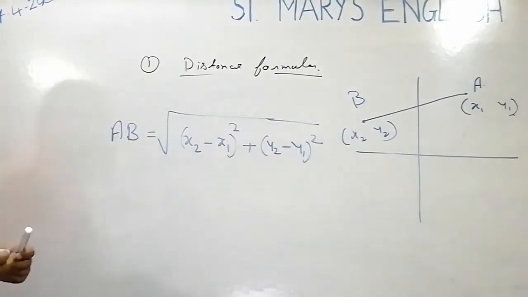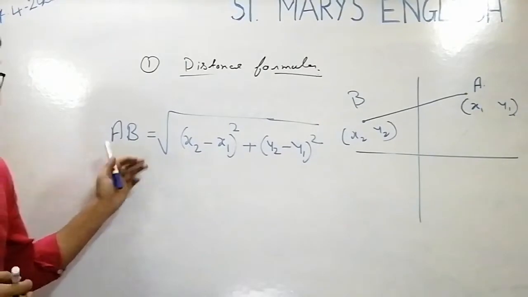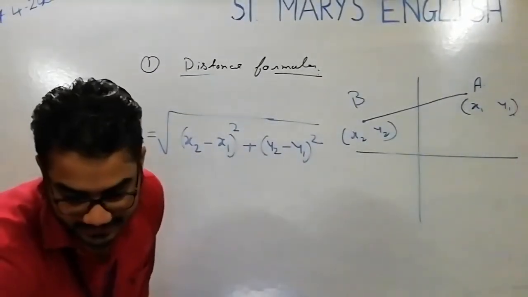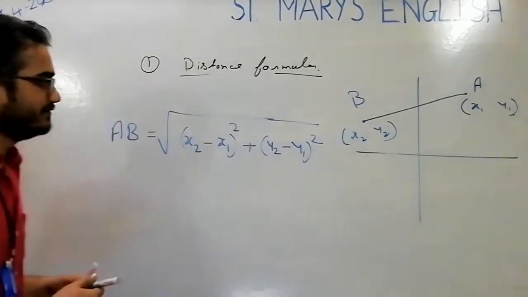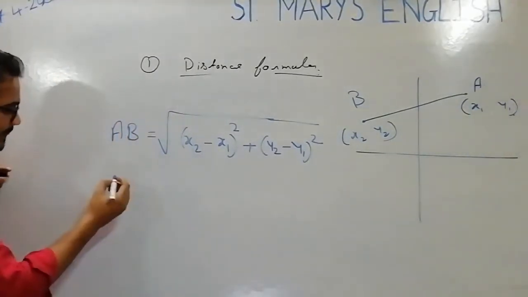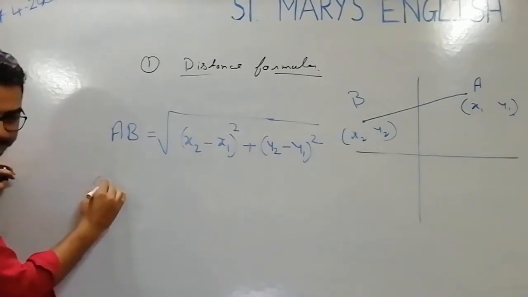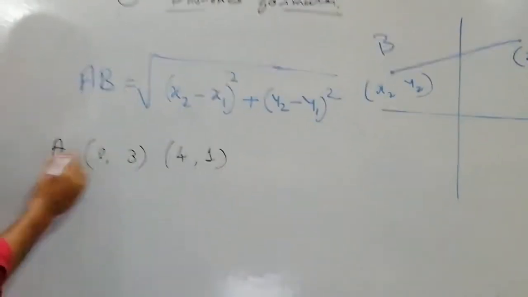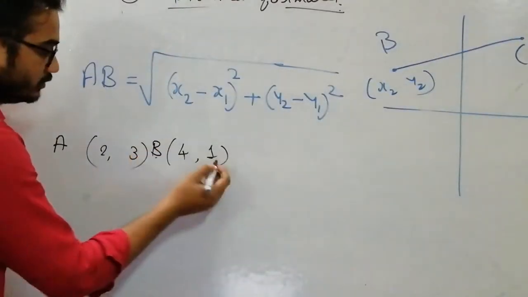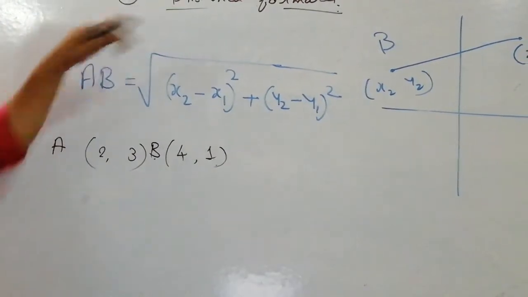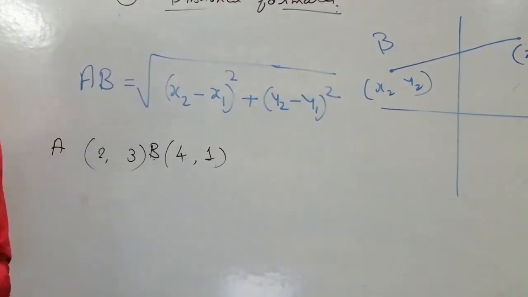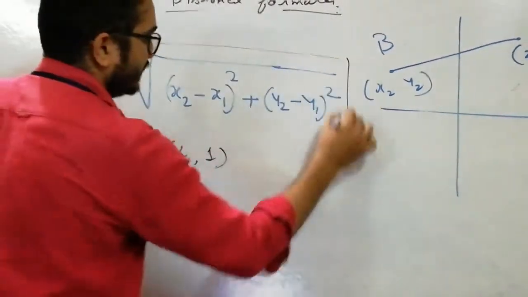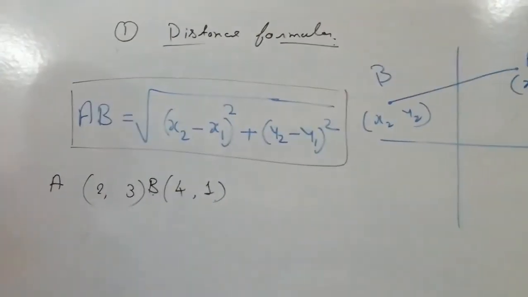Using this, we are going to find the distance of two different points A and B. Let me give you one example of this. Suppose we have two coordinates, A and B. A is equal to (2, 3) and B is equal to (4, 1). Let us find, using the distance formula, the distance between them. So as you can see, the formula is this one. Using this, we can find the distance.